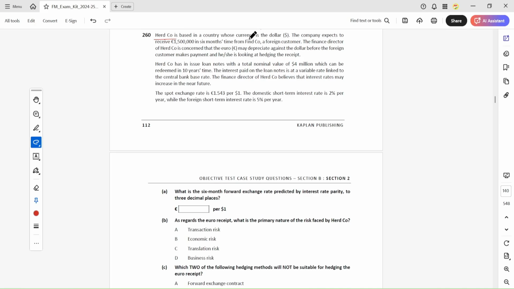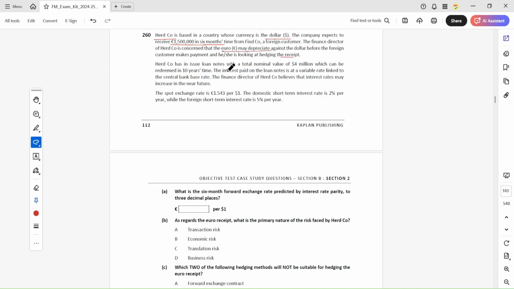Hard company is based in a country whose currency is the dollar, and expects to receive euro in 6 months' time from a foreign customer. The company is concerned that the euro will depreciate against the dollar, that the foreign currency will depreciate.